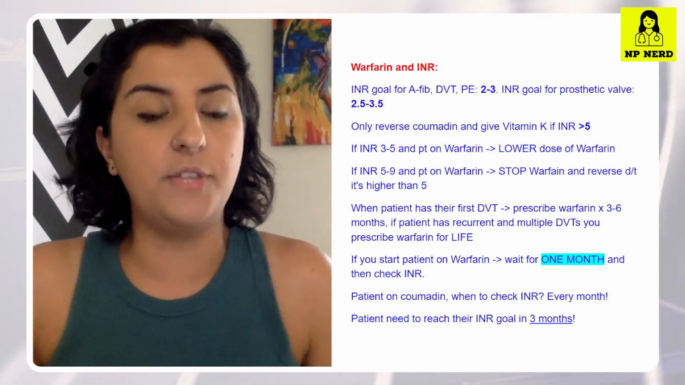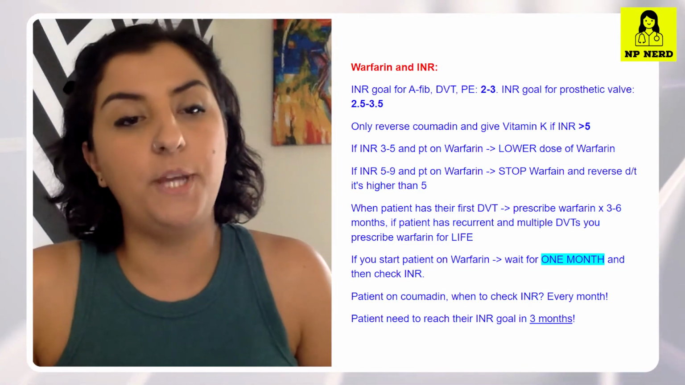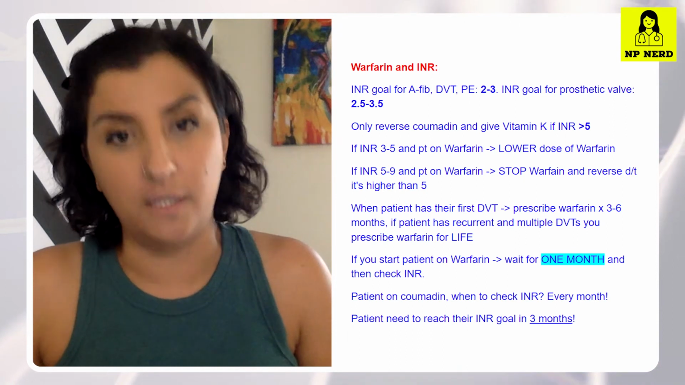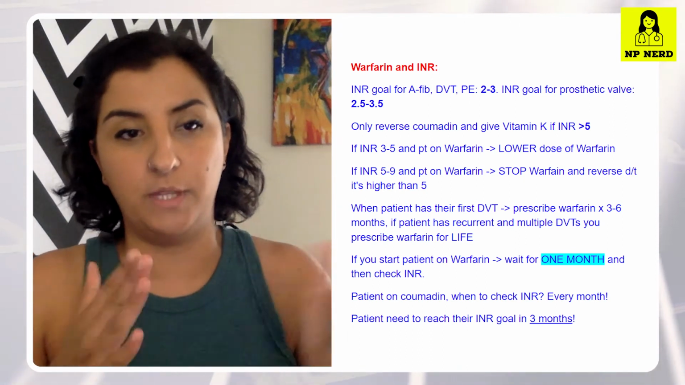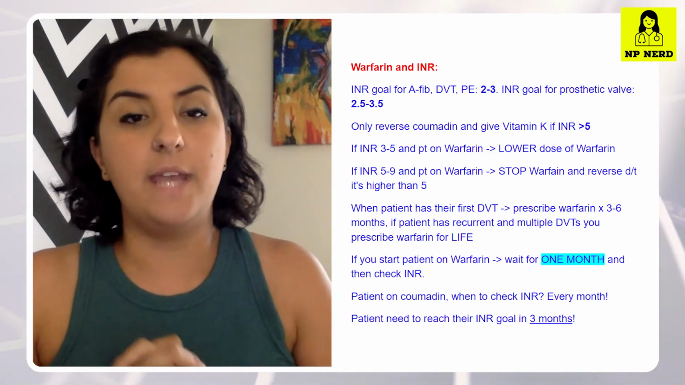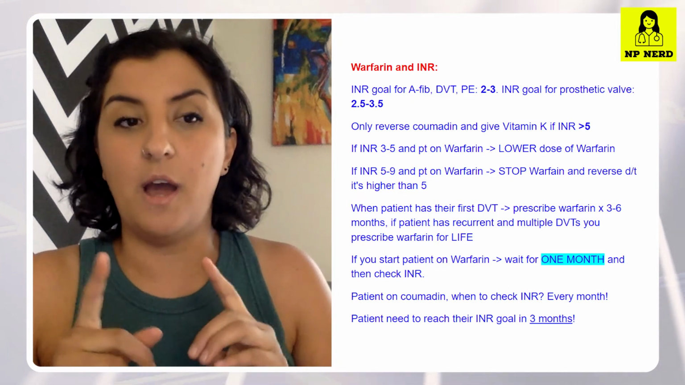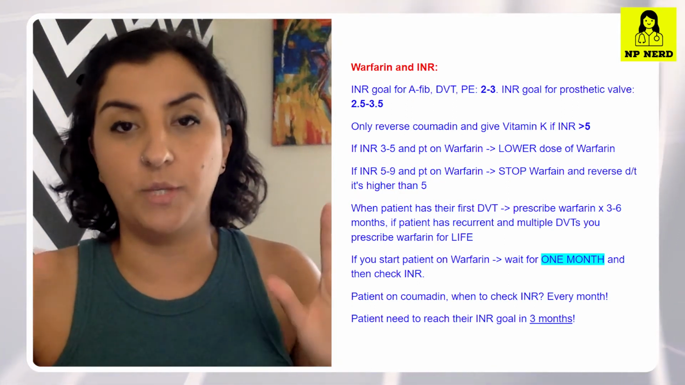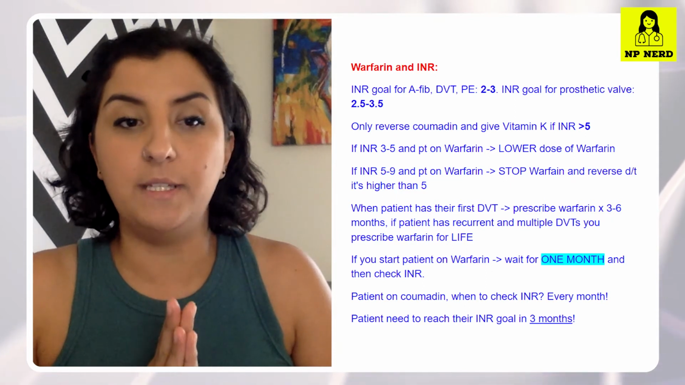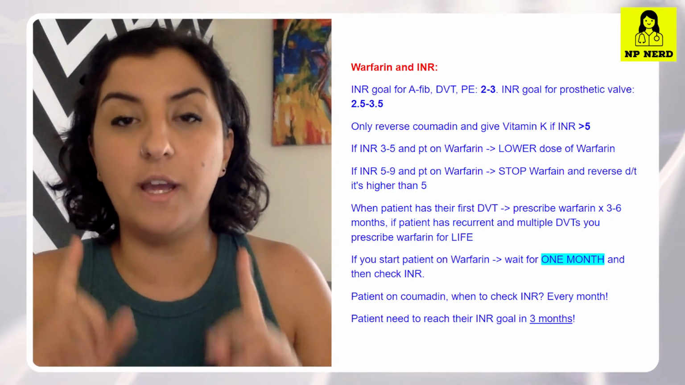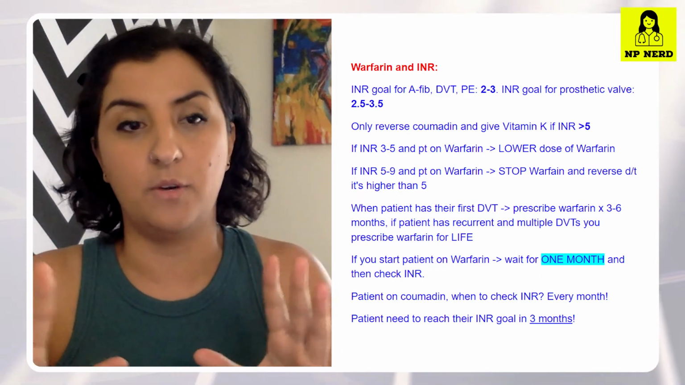So a lot of things here to remember. What's the goal for INR for patients with AFib, DVT, and PE? Well, it's 2 to 3. That's the goal for patients with these types of diseases. And now what's the INR goal for prosthetic valve? Well, that one is a little higher. It's 2.5 to 3.5. So keep those numbers in mind. You can only reverse Coumadin and give vitamin K if the INR is over 5. You don't go around reversing Coumadin all the time, okay?